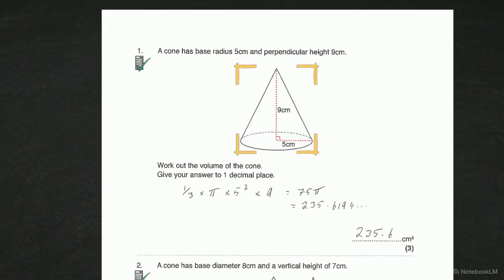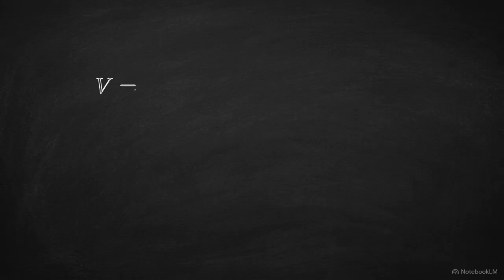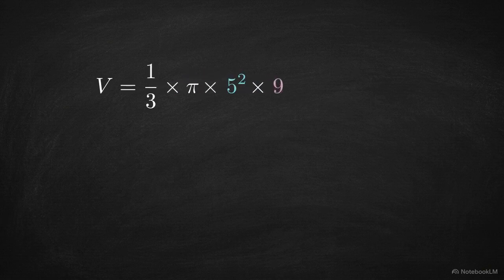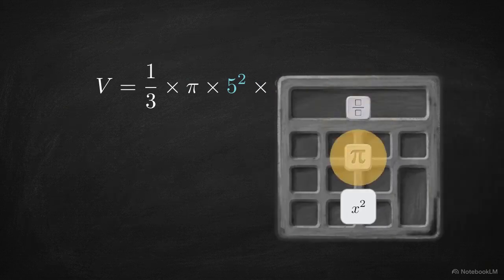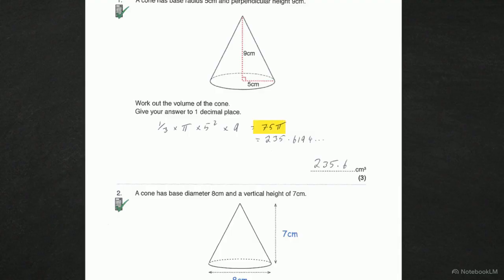This diagram from question 1 provides a radius of 5 centimeters and a perpendicular height of 9 centimeters. To find volume, use the formula 1/3 pi r squared h. Substitute 5 for the radius, 9 for the height. On your calculator, use the fraction button for 1/3, then multiply by pi, 5 squared, and 9. This handwritten line shows the calculator's exact output, 75 pi. Exam questions frequently ask for this in terms of pi format to see the unrounded value.